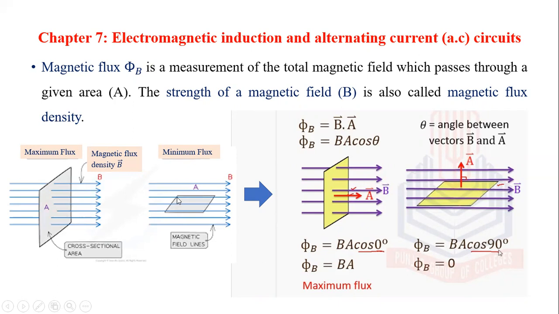Here we can see two examples. The first one is when the area and the magnetic flux are perpendicular to each other.